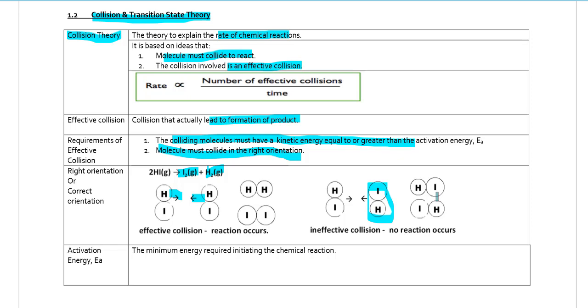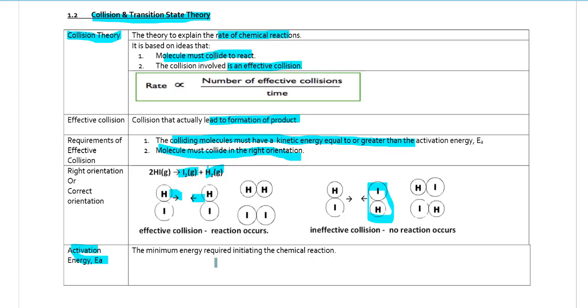So that is one requirement for effective collision. For an effective collision, it must have these two requirements. It cannot be either one. Dia kena ada dua-dua requirement ni baru jadi effective collision. Dia tak boleh salah satu saja. Syarat pertama, mesti berlanggar dengan position yang betul. Syarat yang kedua, colliding molecule must have kinetic energy equal or greater than activation energy. Activation energy is known as EA.